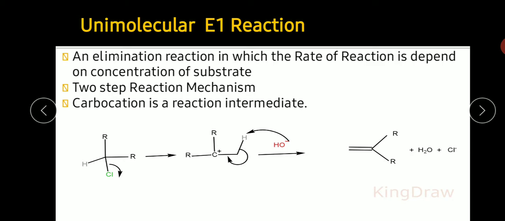In this reaction, chlorine is the good leaving group, then formation of carbocation. Now this hydrogen atom is abstracted by OH minus, then formation of double bond. It is the product of unimolecular E1 reaction, and side products are H2O and Cl minus.